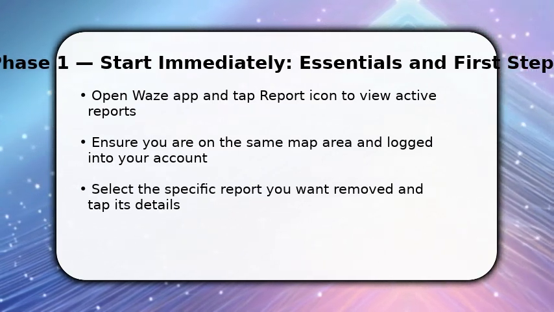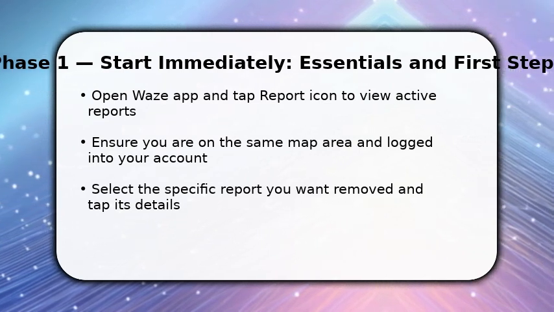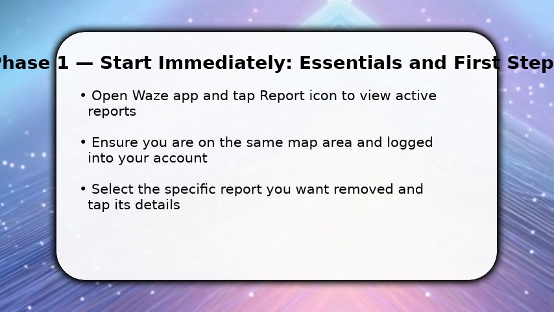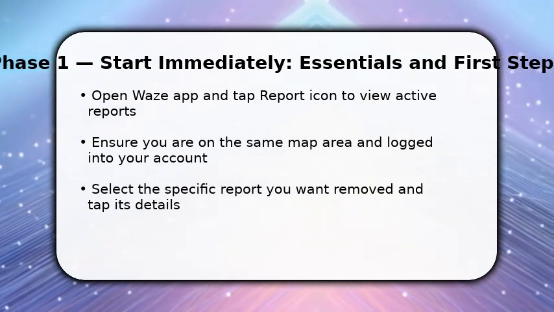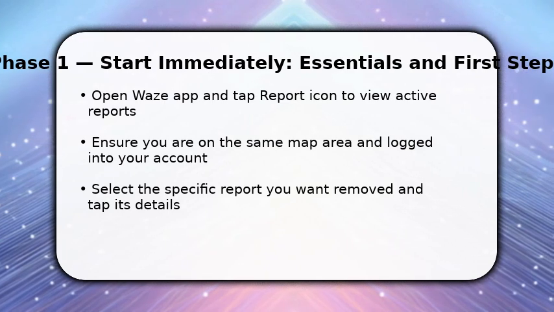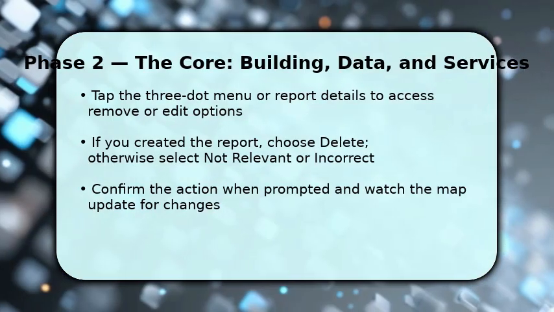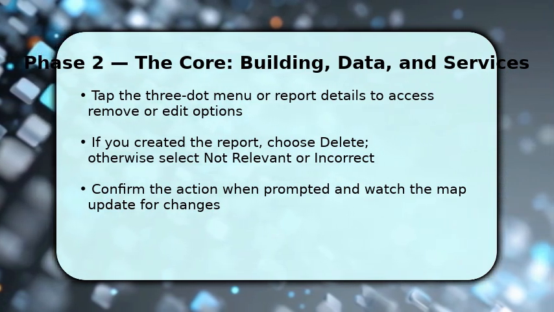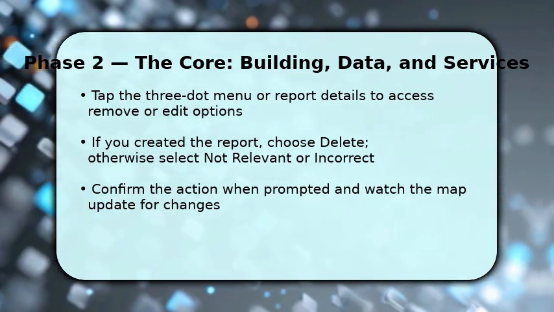If it's a community report, note whether it's user-submitted or system-generated. This determines the next steps and why removal may require different actions. Now take the actionable steps to remove the report. If you created it, tap the three-dot menu and choose Delete. This directly removes your submission.